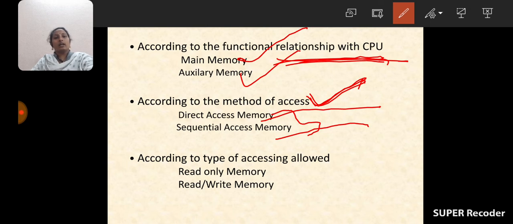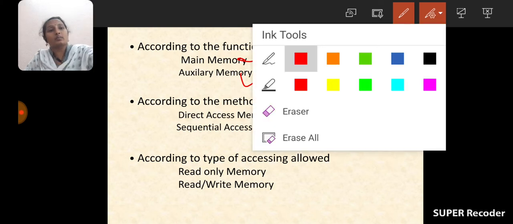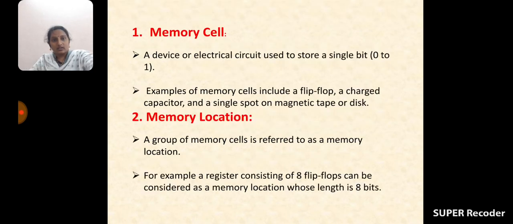And according to the type of accessing allowed, whether the memory allows only the write operation or it may allow write and read operation. Some memories allow only read operation, for example, if a PDF file is there, we can only read the PDF file. If it is a Word file, it allows both read and write operation. So depends upon that, according to the type of accessing, whether it may be write accessing or read accessing or both, memories are classified into two types: read only memory and read or write memory.